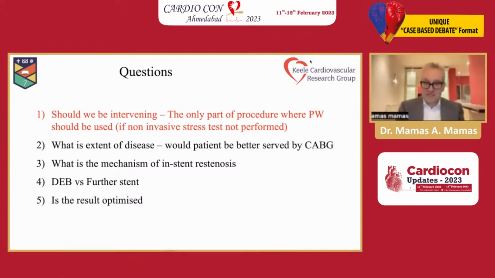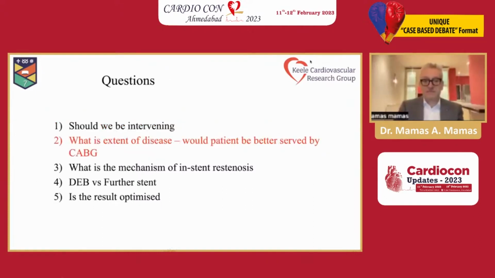The pressure wire cannot tell us the extent of the disease, whether the patient will be better served with CABG. It cannot tell us anything about the mechanism of in-stent restenosis. It can provide no insight into drug-eluting stent versus further stent, and it provides only minimal insight into whether the result is optimized. So in my view, the pressure wire has an important role to answer the first question. Thereafter, it has little or no role. So then we're left between IVUS and OCT.